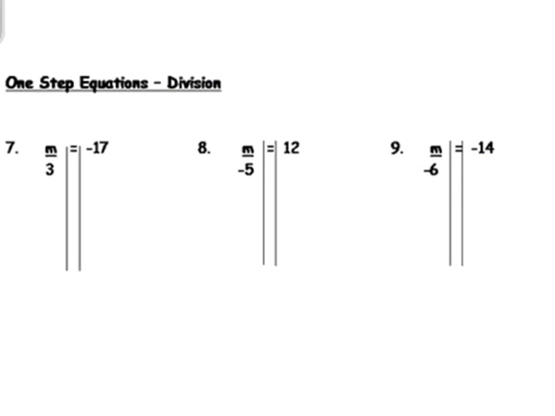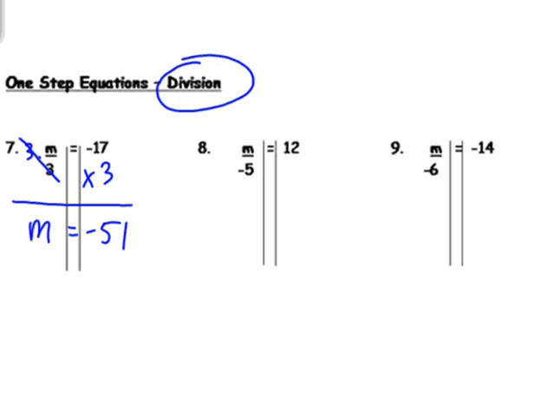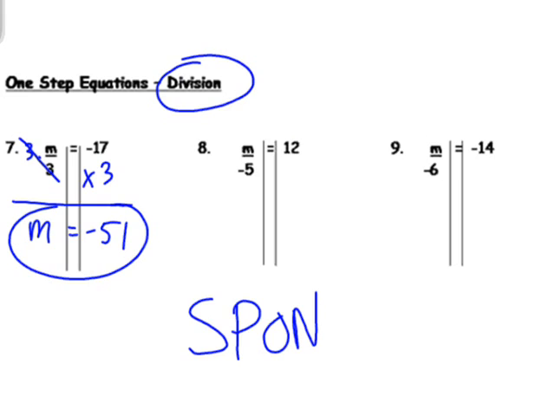Okay, we have three division questions, so we're going to use multiplication on all three to isolate the variable. In our first example, we have m divided by 3, so we're going to multiply by 3. And a negative 17 multiplied by positive 3 would be negative 51. Remember, we're using SPOWN. SPOWN works on multiplying and dividing. Same signs, positive answer; opposite signs, negative.